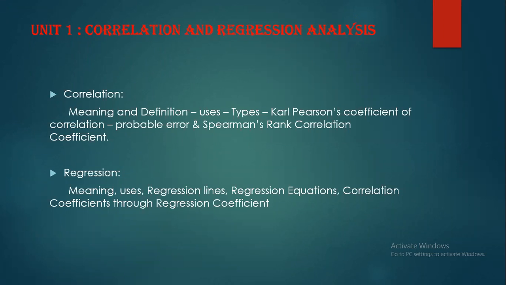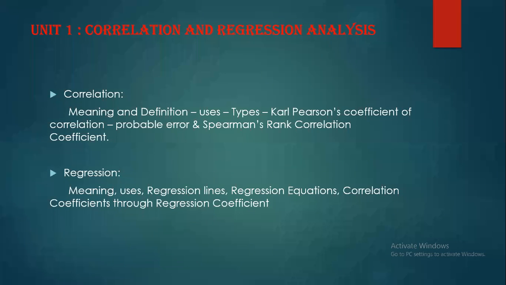This is the correlation. Here, two important methods are used to find the correlation between two variables. One is Karl Pearson's coefficient of correlation, and the other is Spearman's rank correlation coefficient.